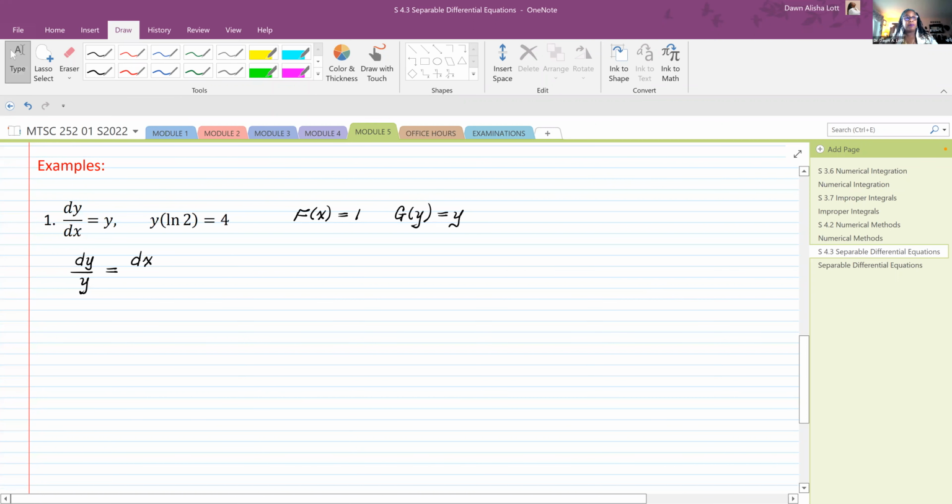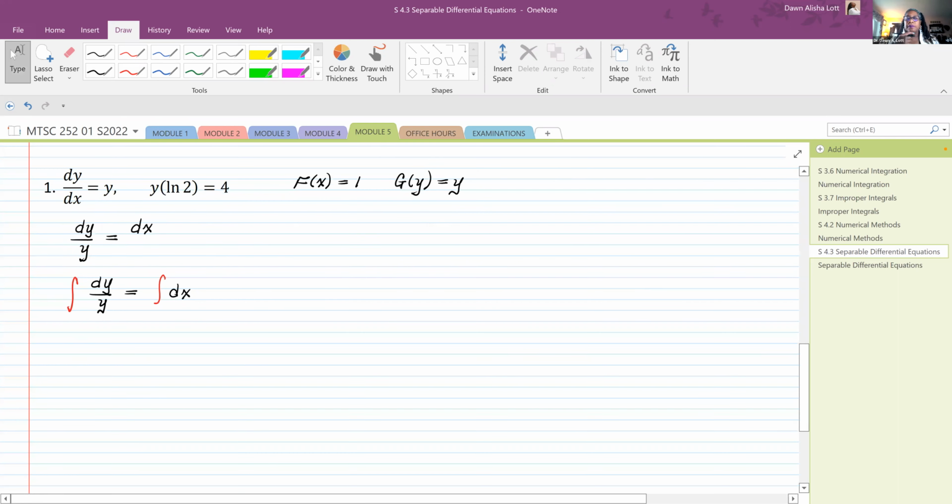Okay, now I'm going to integrate both sides. So I'm going to get the integral of dy over y is the integral of dx. Now, what is the integral of dy over y? We've seen this several times. This is something that comes up in many of our problems. What is the integral of dy over y? What is the integral of du over u?